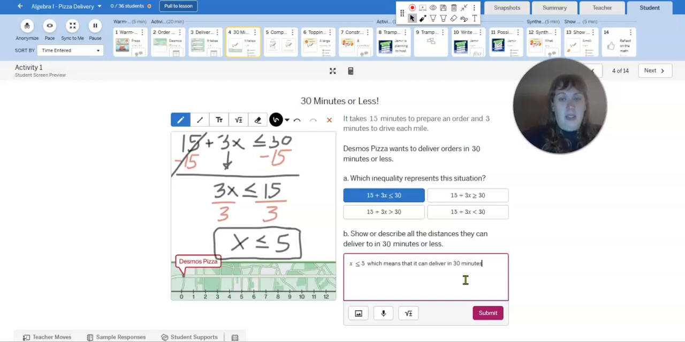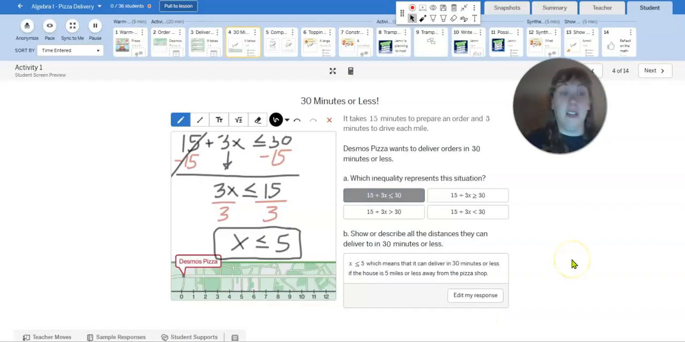in 30 minutes or less if the house is 5 miles or less away from the pizza shop. So as long as 5 miles is the maximum that it can be far away from the pizza shop, it will be able to get there within 30 minutes. Beautiful. Let's go to slide 5.